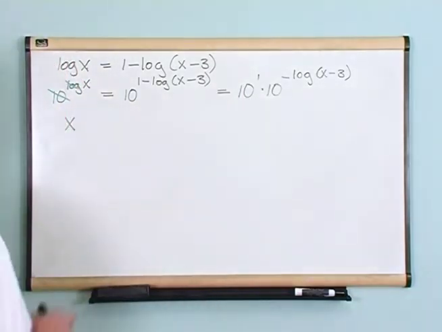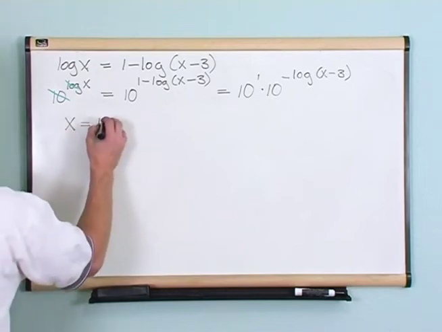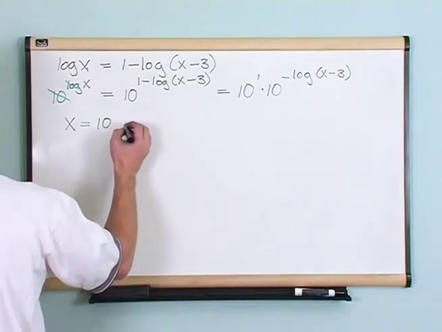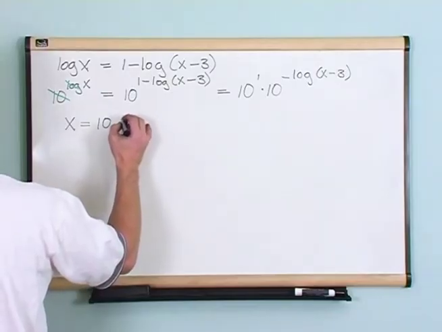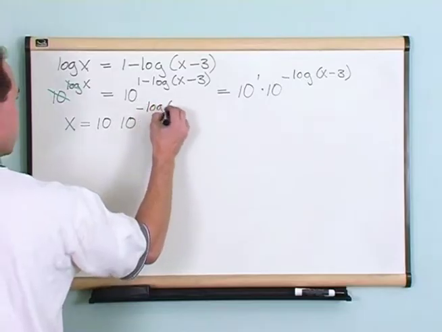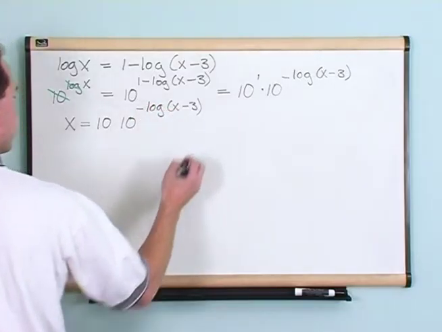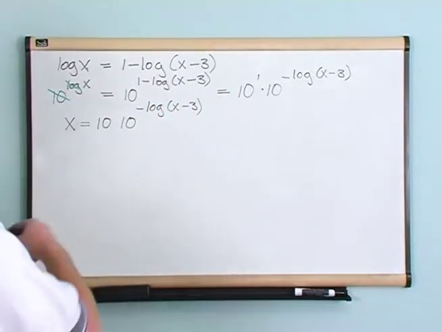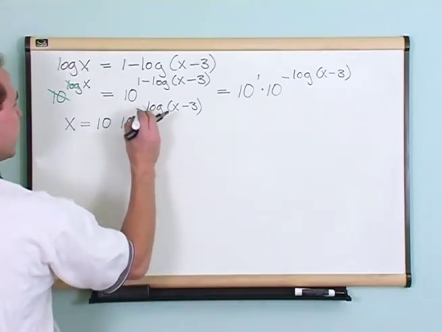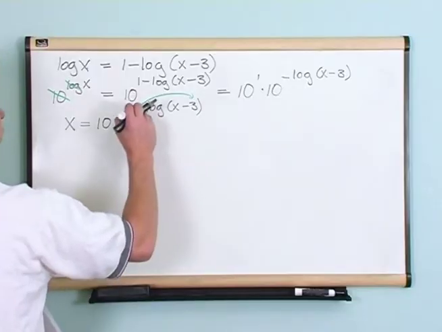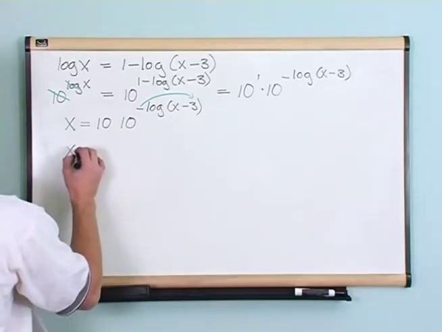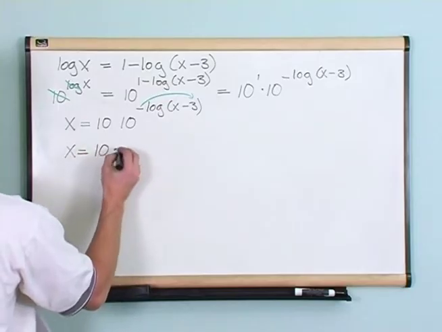So that's totally legal. So I'm going to have 10 times 10 to the minus log of x minus 3. The next thing I'm going to do is, up here I have negative log of x minus 3. So I'm going to put that negative 1, which is a coefficient, out as an exponent. So I'll have x is equal to 10 times 10.